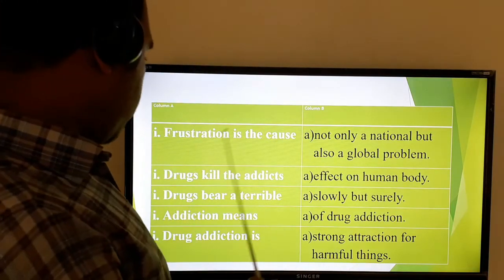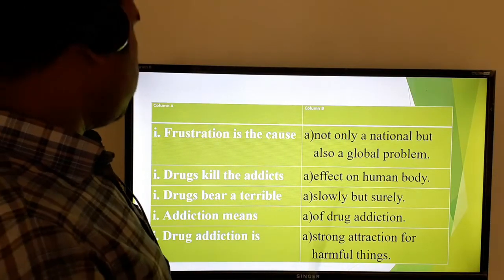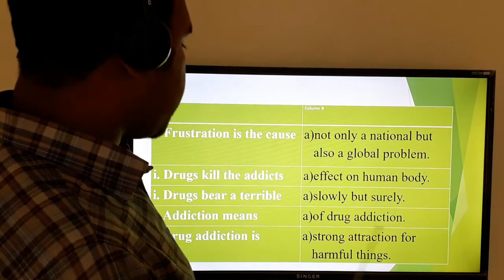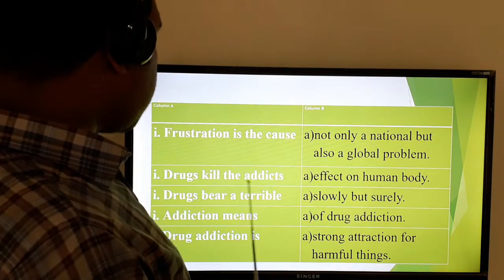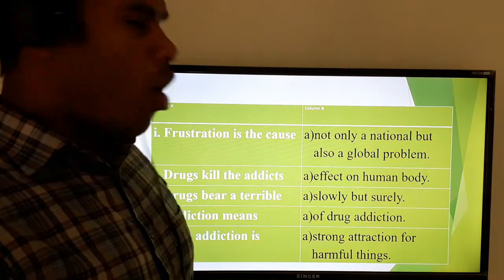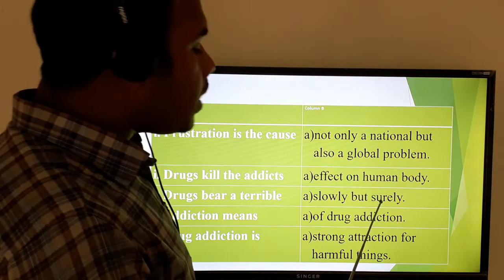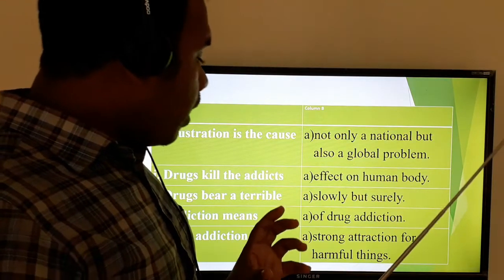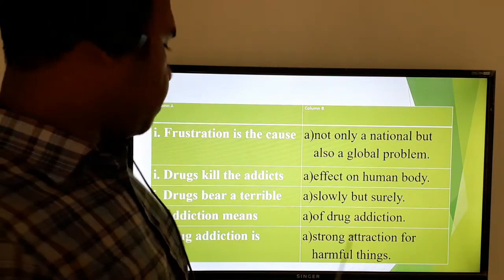So we can make a complete sentence by reading it once or twice or thrice. Frustration is the cause of drug addiction. So people became frustrated because of drug addiction. Drugs kill the addict. Addict means what? Those who take drugs every now and then become addicted to it, and it kills the addict slowly but surely. So you see, sometimes people take drugs, but the drugs will surely kill them, though slowly.